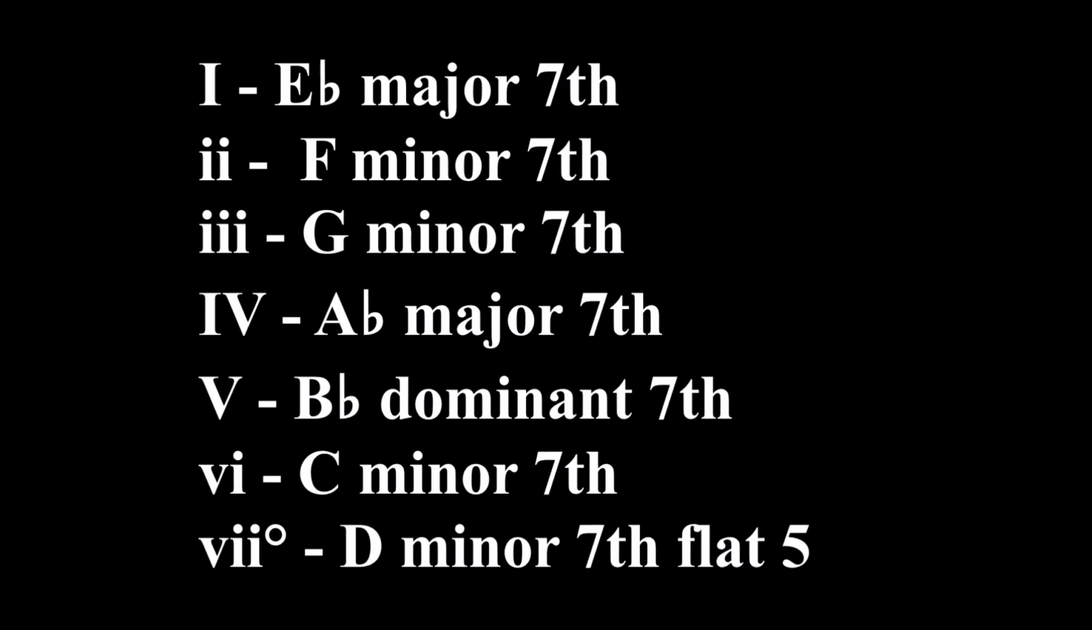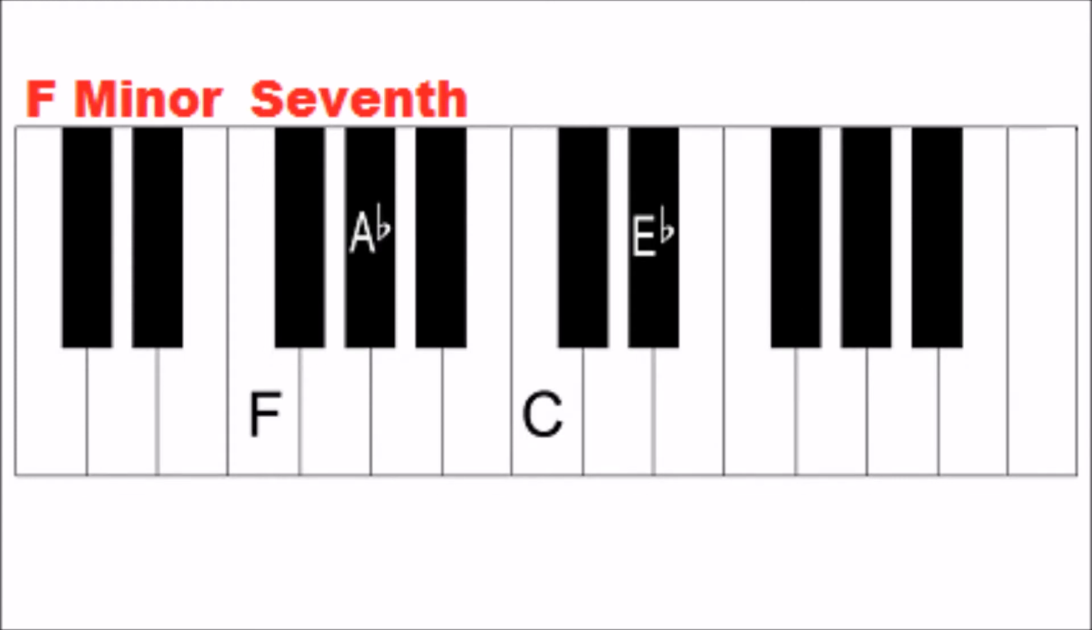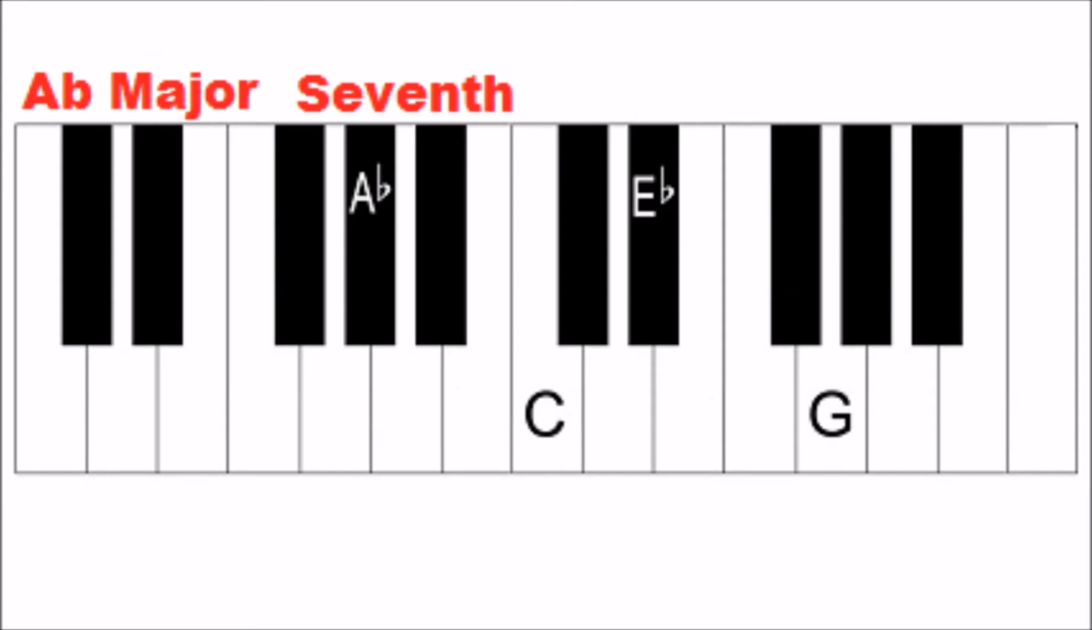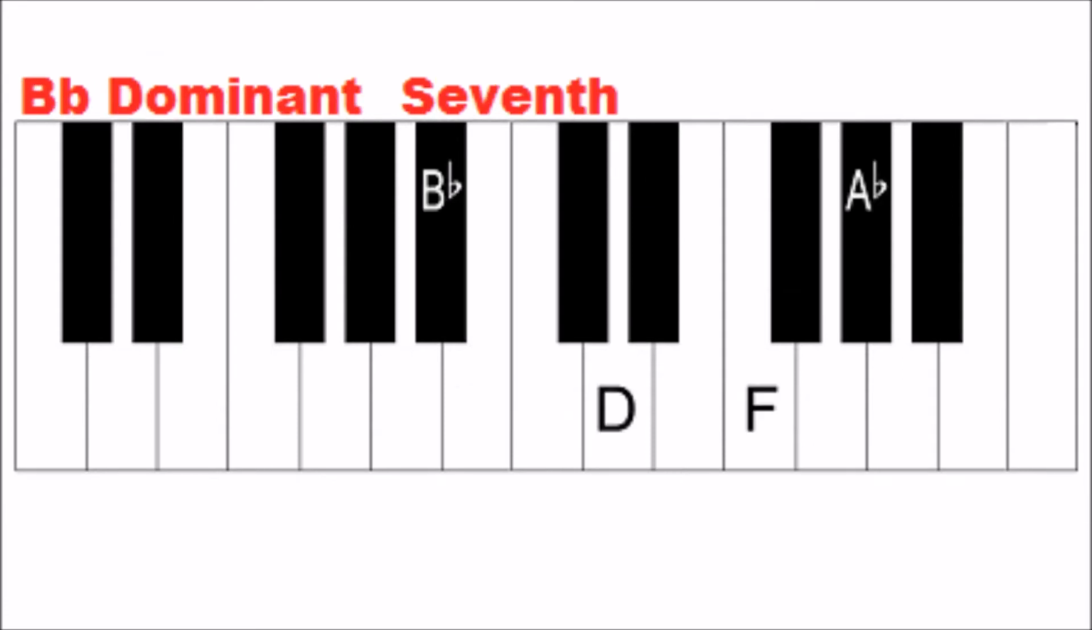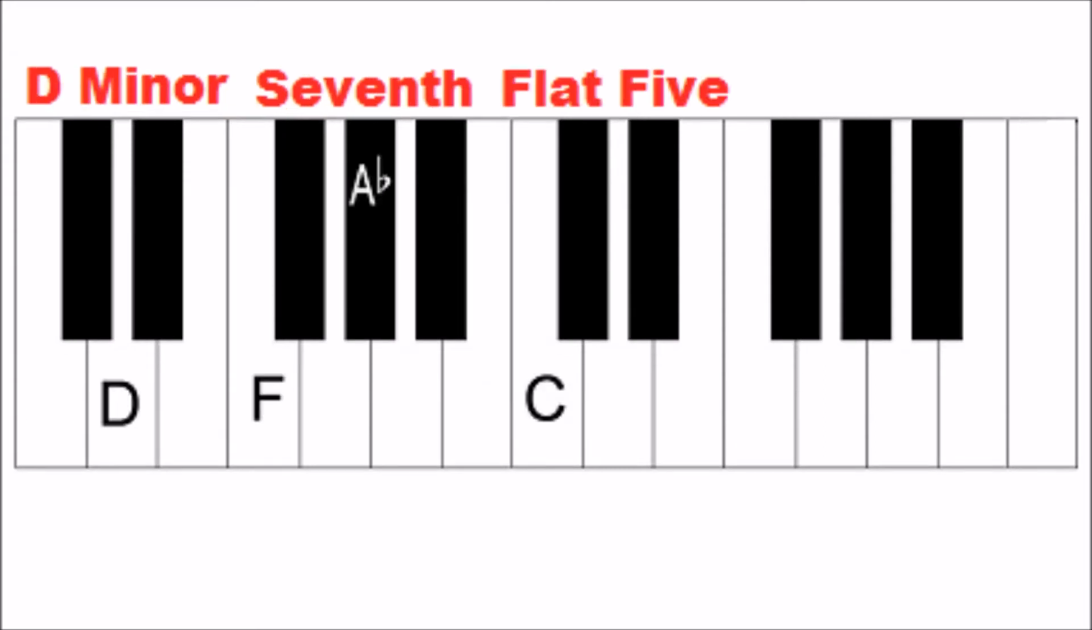You can add sevenths to each of these chords. Therefore, E flat major becomes E flat major seventh. F minor becomes F minor seventh. G minor becomes G minor seventh. A flat major becomes A flat major seventh. B flat major becomes B flat dominant seventh. C minor becomes C minor seventh. And D diminished becomes D minor seventh flat 5.